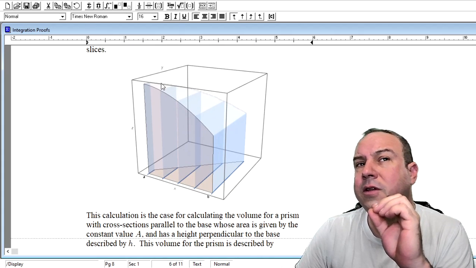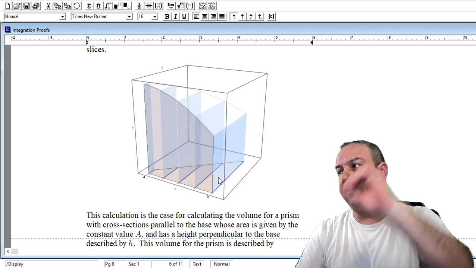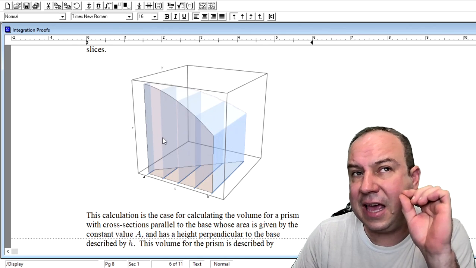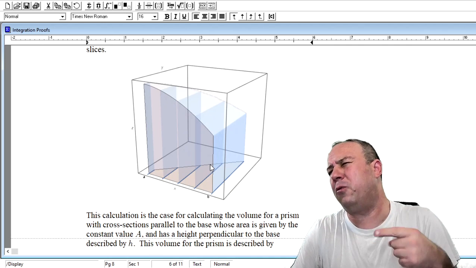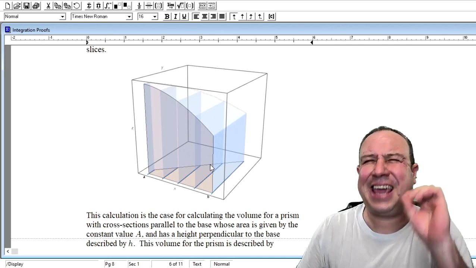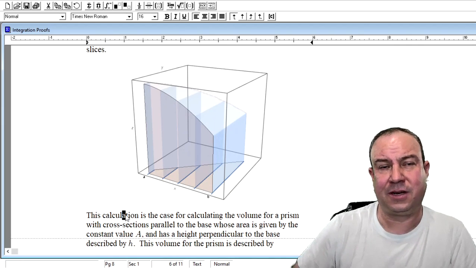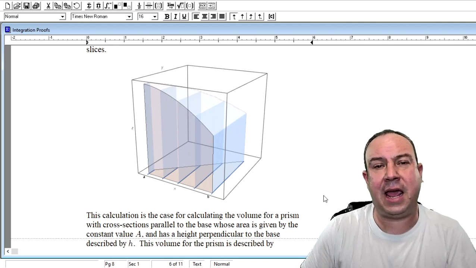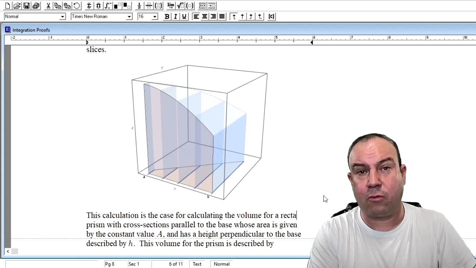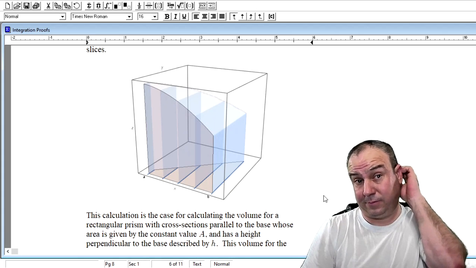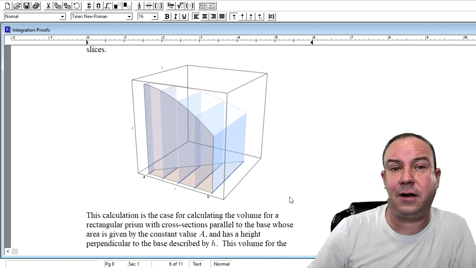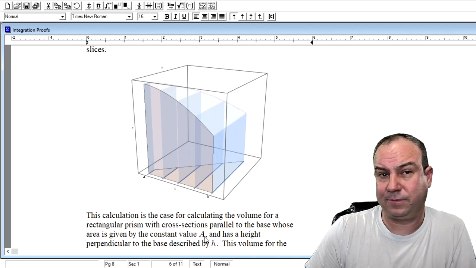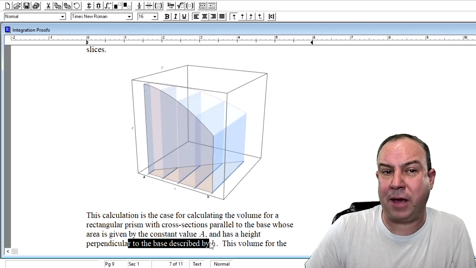Now, to approximate the entire volume in here, we can do what we've done before, and approximate the volume in each of these n slices. We can start to think about what is the volume found in the kth slice. Well, each of these slices is approximately the volume for a, let's be a little more specific here, rectangular prism, with cross sections parallel to the base, whose area is given by the constant value of A. All right? And it has a height perpendicular to the base described by H.